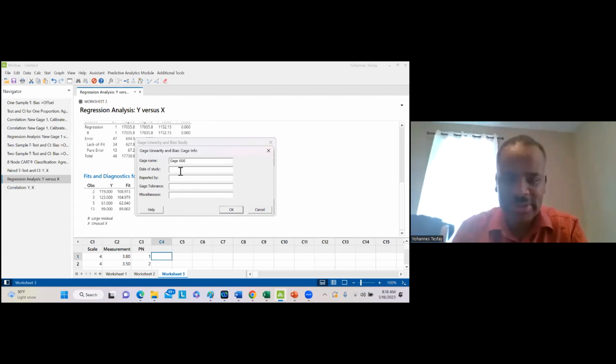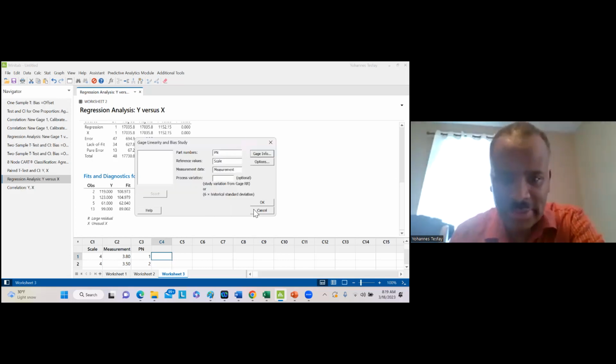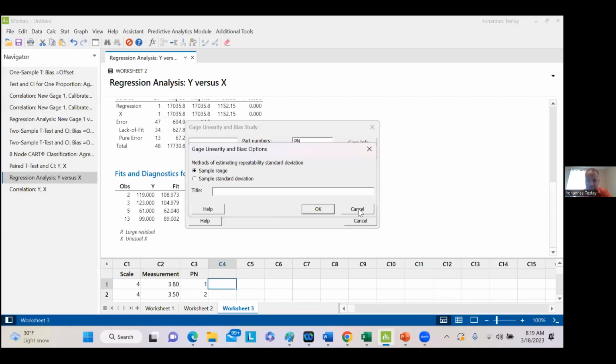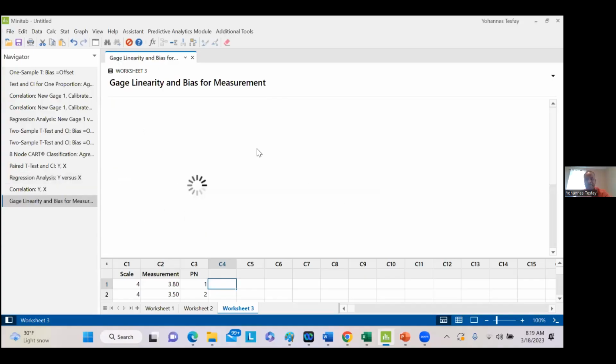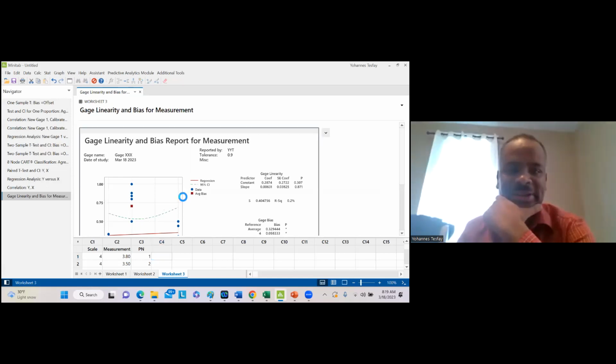Date of the study, let's say March 18, 2023, reported by, say, YYT. You can put whatever, or miscellaneous, but it is needed because this is a report, an important report. And options, sample range, you don't need. Then you say okay. So now you see, this is the gauge linearity report.